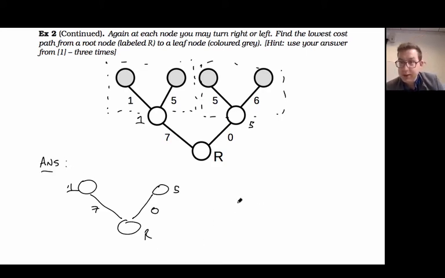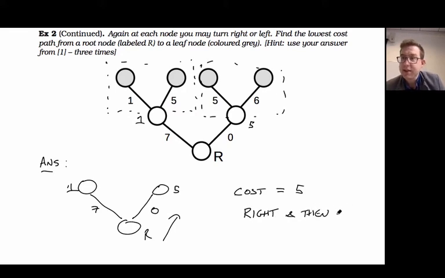So it's correct to go this way. So the answer here is cost is 5. And you notice that we go right, and then from this bit we go left. So right, and then left. It's not too hard.